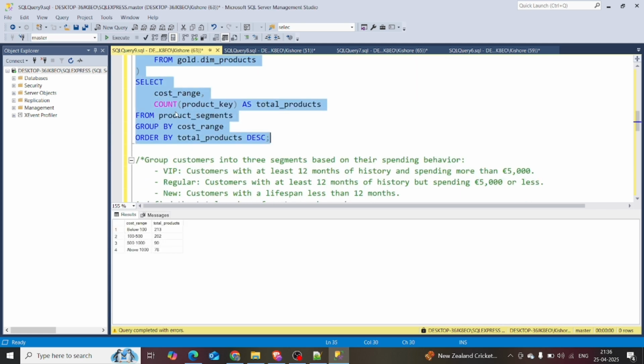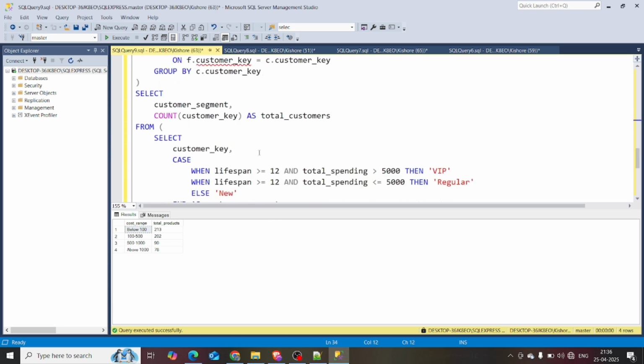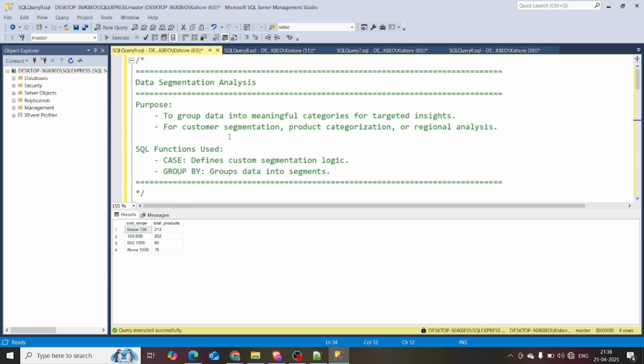Yes, that's it for this section. In this session we discussed data segmentation analysis. The purpose of the section is to group data into meaningful categories. That's it. We are getting to the end of the video.